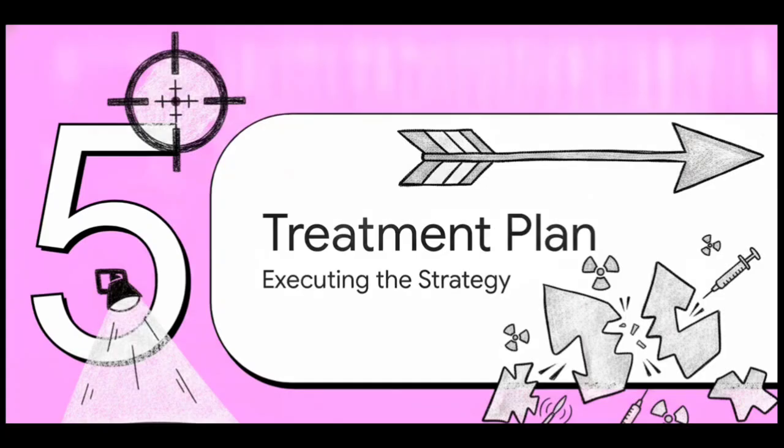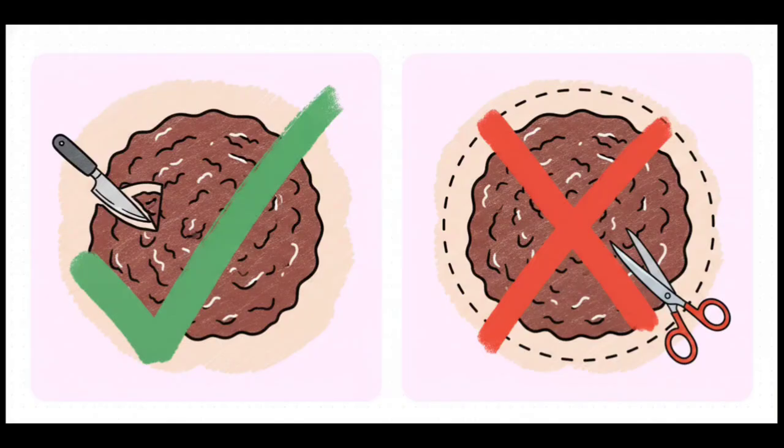Section 5. The treatment plan. We have our target, we have our stage, now we execute. How are we taking this malignancy down? First things first, we have to histologically confirm our clinical suspicions. So, do we do an excisional or an incisional biopsy?